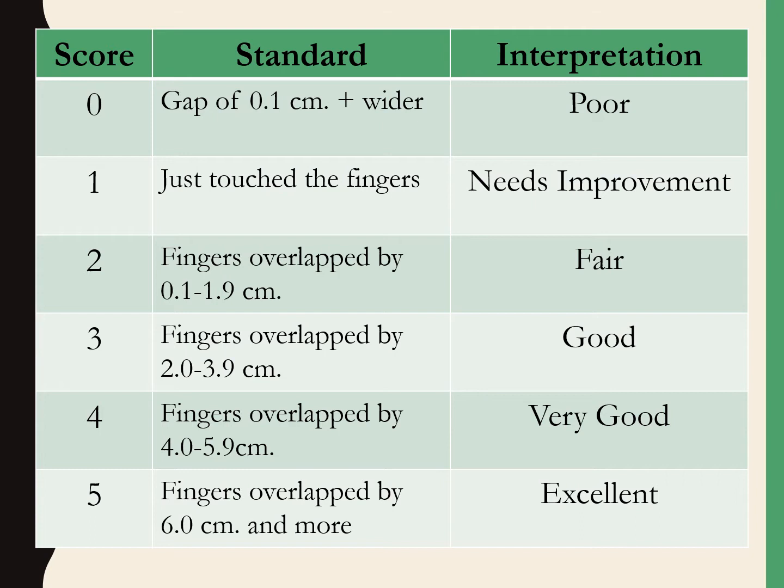So here's the following score interpretation for the following test. So the zipper test, so when the student gets 0, if he cannot reach, no overlap, gap of 0.1 centimeter plus wider is poor. Then if the student gets 1, just touch the fingers, needs improvement. Then 2, fingers overlap by 0.1 to 1.9 centimeter is fair. Then 3, fingers overlap by 2.0 to 3.9 centimeter is good. Then 4, fingers overlap by 4.0 to 5.9 centimeter is very good. Then 5, fingers overlap by 6.0 centimeter and more is excellent.